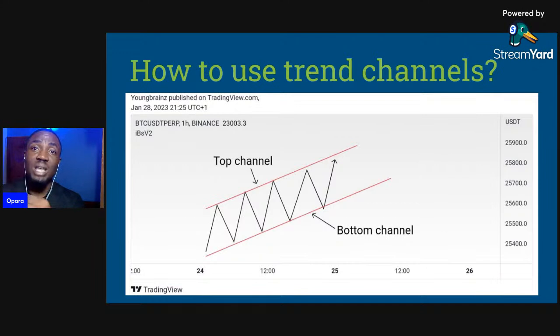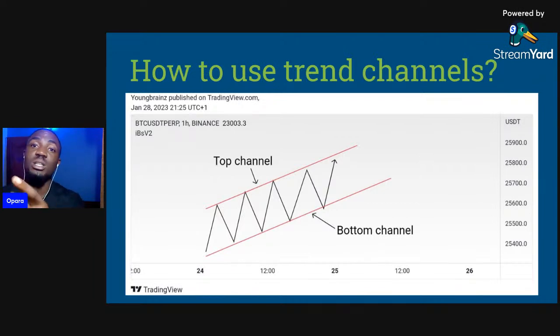So these trend channels are visible in the trend. When you discover a trend in the market, just draw a trend channel. The market is going to be dancing inside that tube, because that's exactly what a trend channel is. So you can see the bottom channel line and the top channel line.